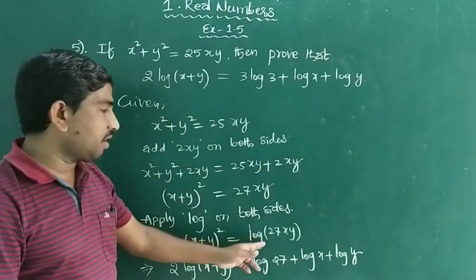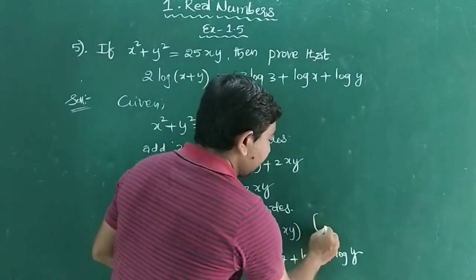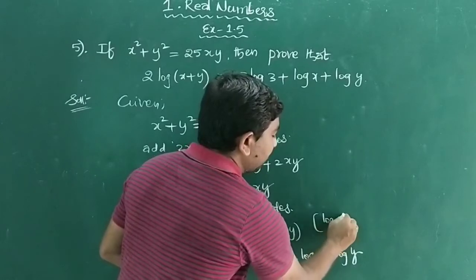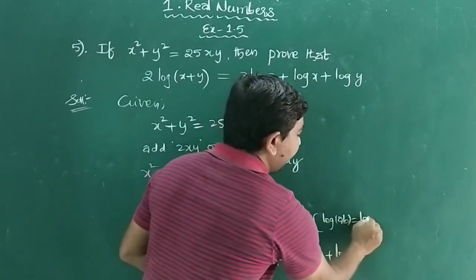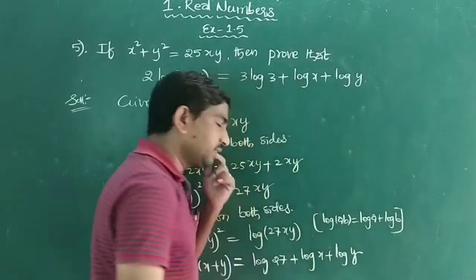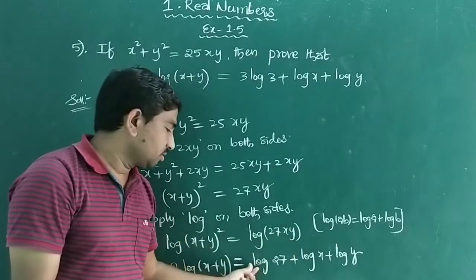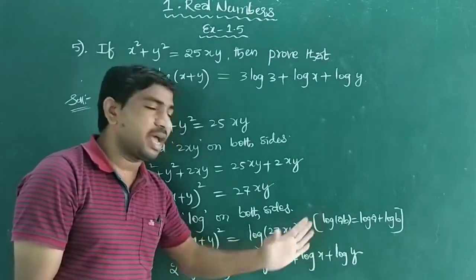So this is in the form of log a into b into c. Here I will write the formula: log of a into b is equal to log a plus log b. By using that formula, we can write it as log 27xy, that is, log 27 plus log x plus log y.